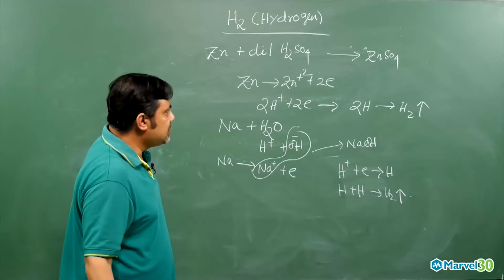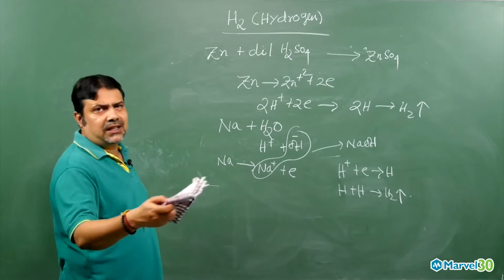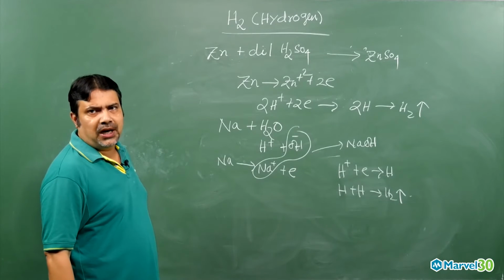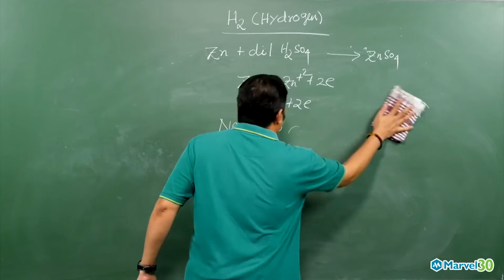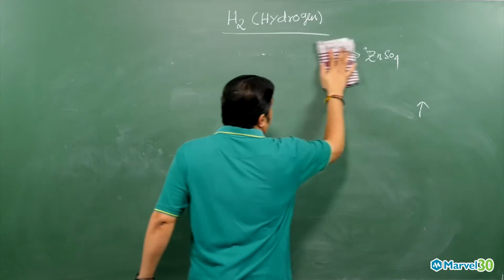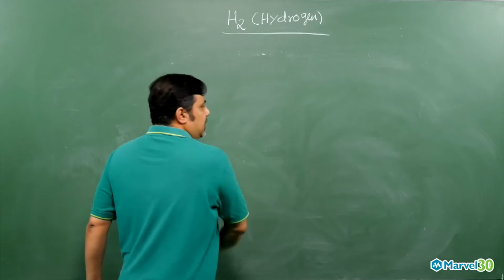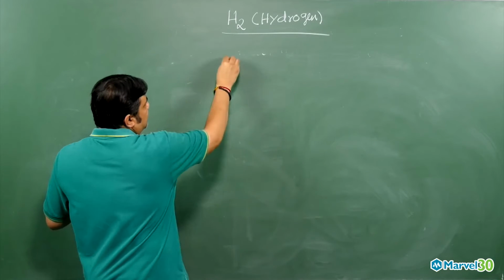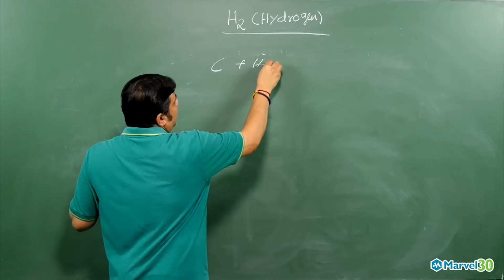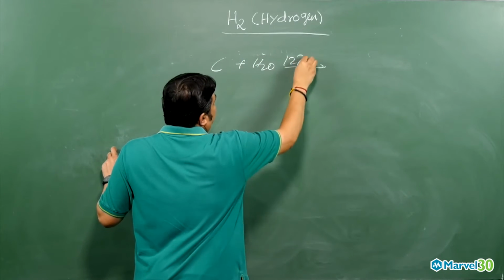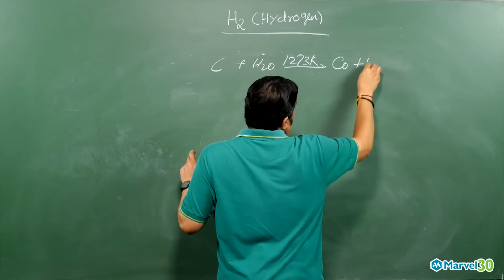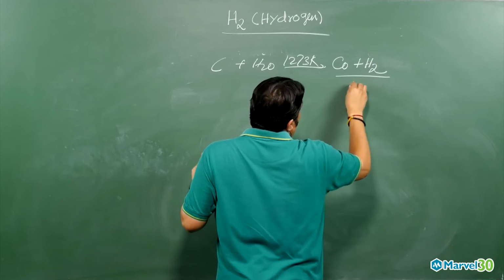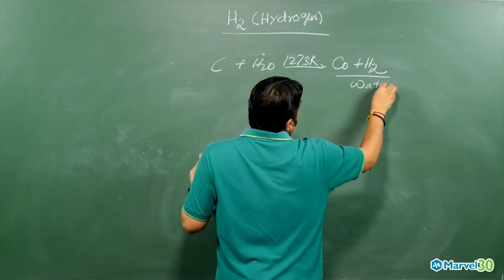Moreover, I am mentioning a few reactions, rather than n number of reactions, you can go through; only important reactions I am mentioning. Now, here is another very important reaction. If you treat coke, coke means carbon, with water at around 1273 Kelvin temperature, immediately we will get CO plus H2. This is called synthesis gas or water gas, my dear.